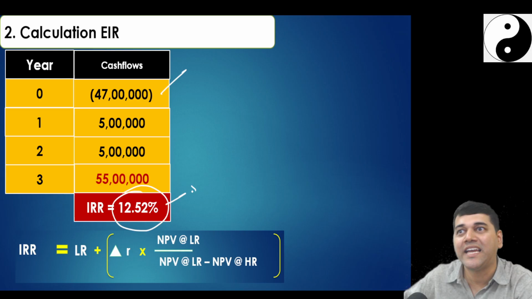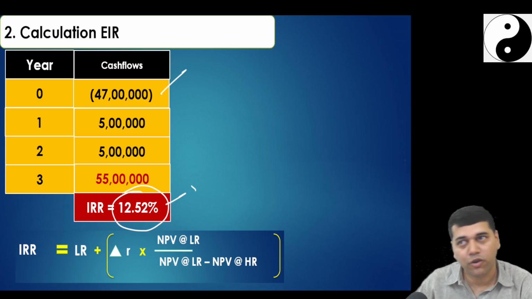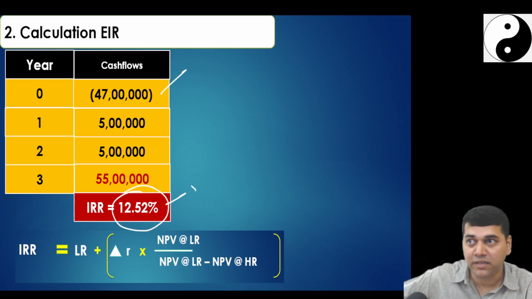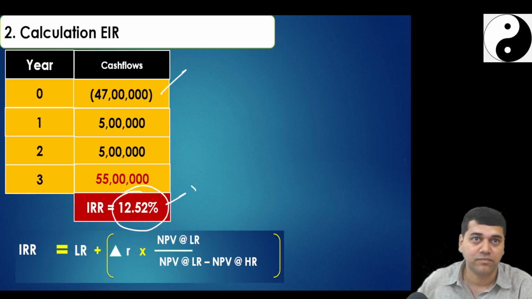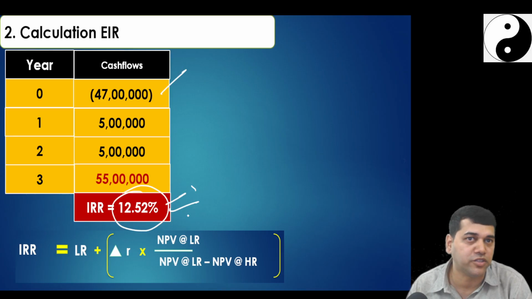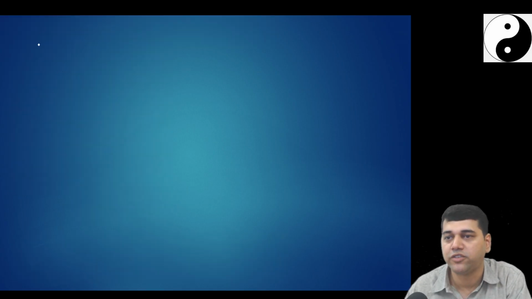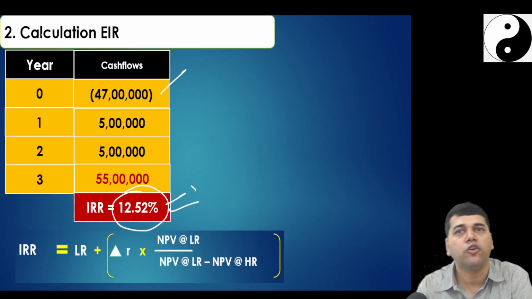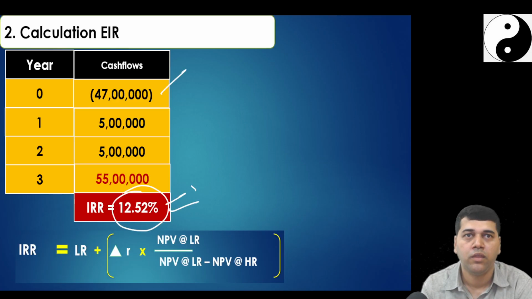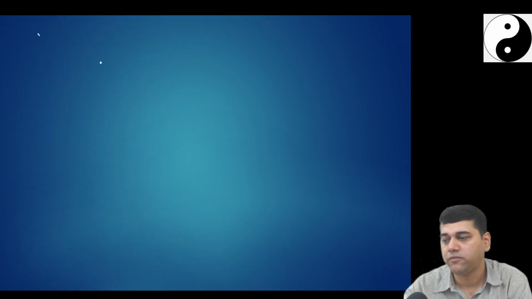Don't get confused about the EIR with the off-market term and all. Because of the transaction cost or the premium element, your EIR will be different. They would have given it to you in the examination question. Now I need to prepare an amortization schedule. Okay, prepare. Start the amortization schedule. This you need not work out because it's already given in the question.